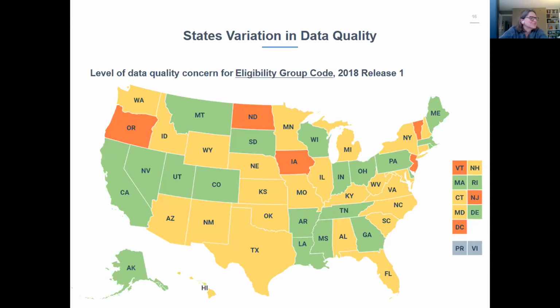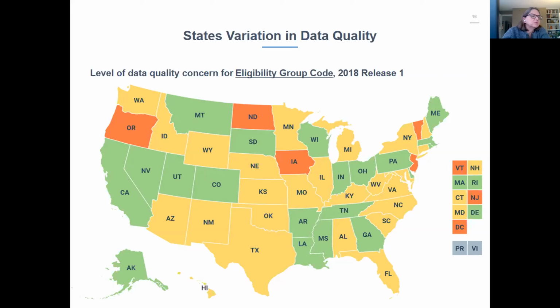We also have, just to make this totally fun, state eligibility. So this is, for example, data quality. These are the DQ Atlases, the data quality atlases that CMS has created. You can find a link to them either from CMS's website or from ResDAC. And what they do is they identify states with different levels of data quality concern. And you'll see, for example, there is variation from the green with low concern to the orange with high concern. This is, for example, a table around eligibility group code for the first release in 2018. So you can see that states will vary in terms of level of concern or data quality.